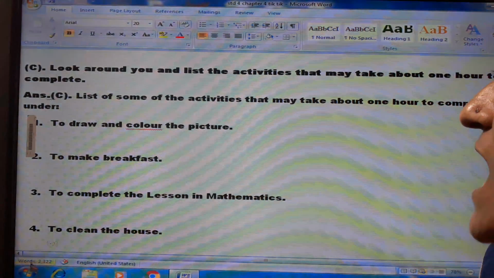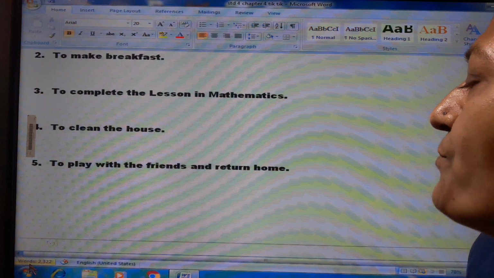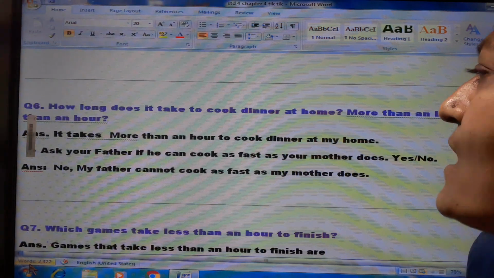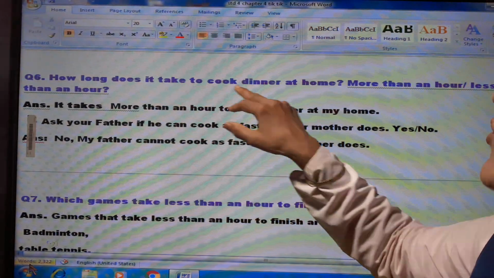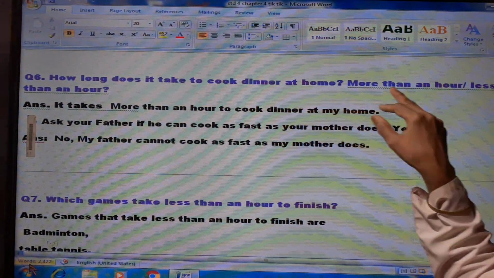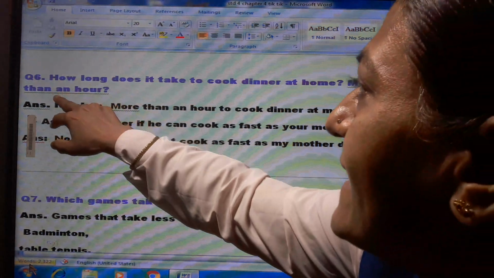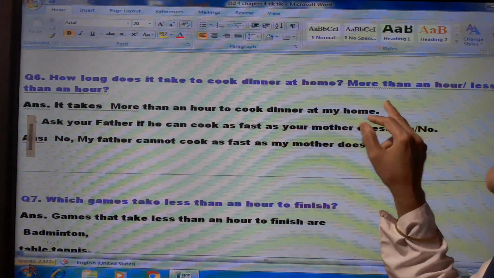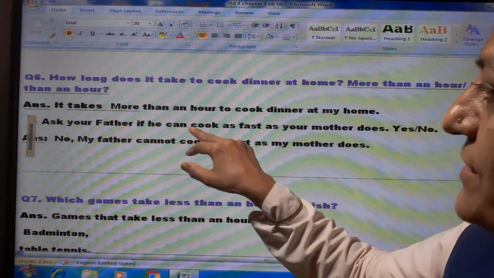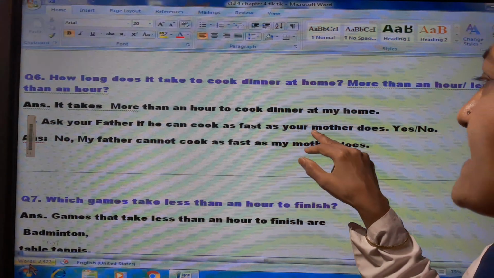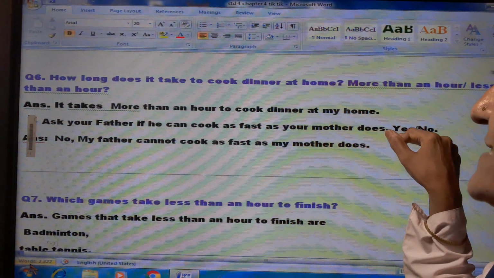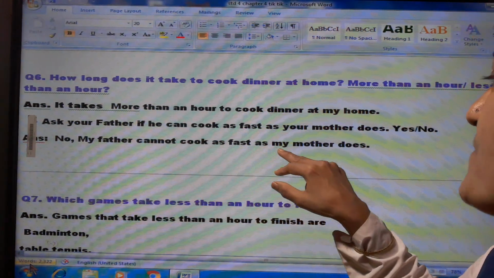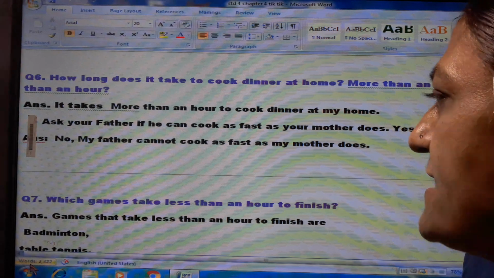To clean the house, and to play with friends and return home. How long does it take to cook dinner at home? More than an hour or less than an hour? It takes more than an hour to cook dinner at my home. Ask your father if he can cook as fast as your mother does. Yes or no? No. My father cannot cook as fast as my mother does.